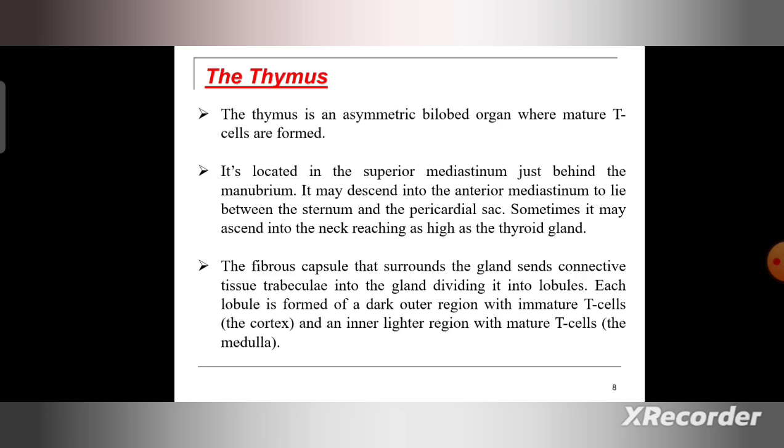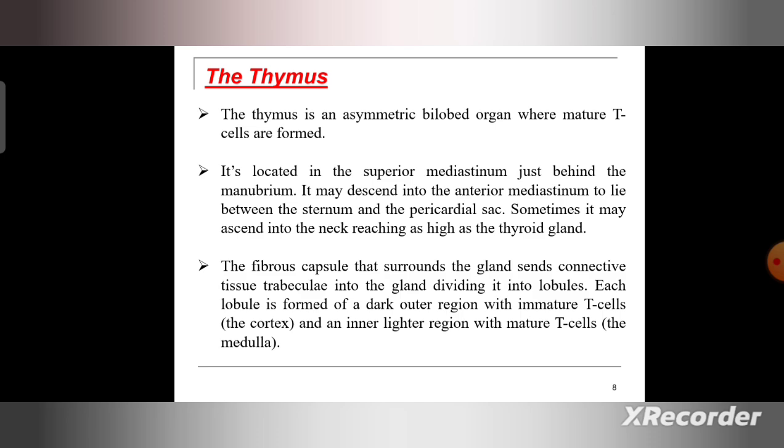So in this presentation, we'll be talking about the lymphatic system. Now we'll talk about the lymphatic organ, that is the thymus. The thymus is an asymmetric bilobed organ where T lymphocytes or the T cells are formed. It is located in the superior mediastinum just behind the manubrium.